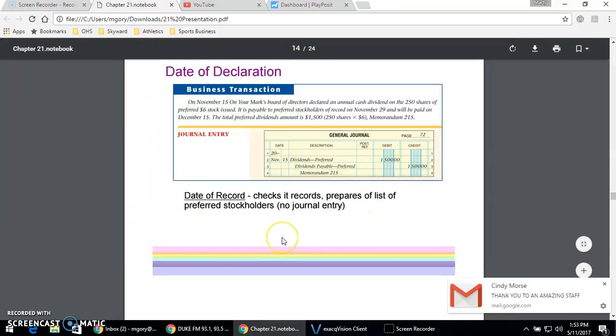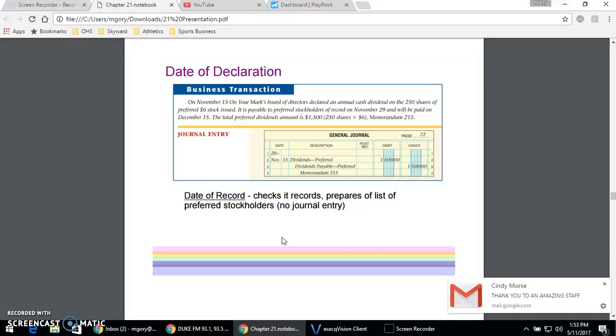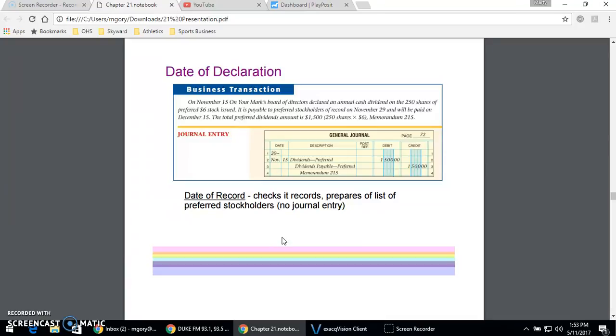So the date of record, when the date of record is recorded in the General Journal, this is the checks that it records. It prepares a list of preferred stockholders. There is no journal entry here. Okay, so make sure that we keep that in mind. There is no journal entry in that case.